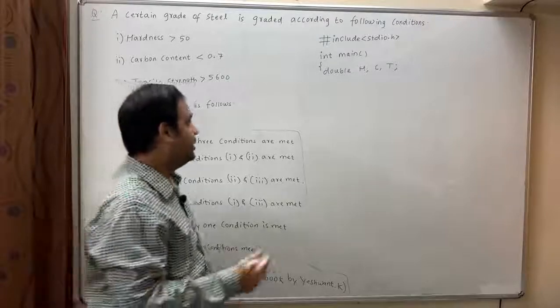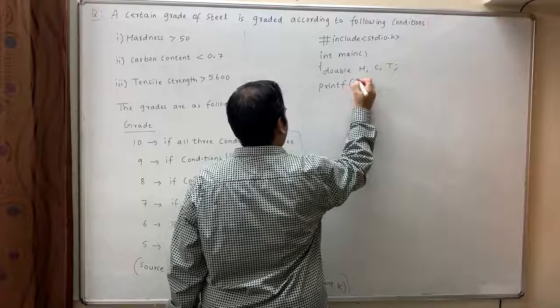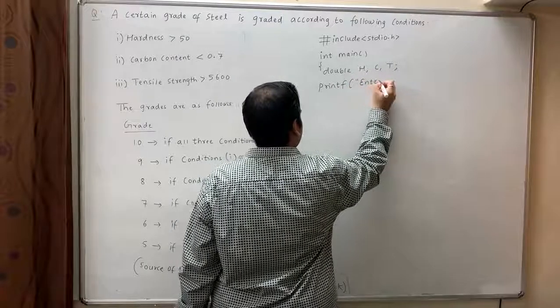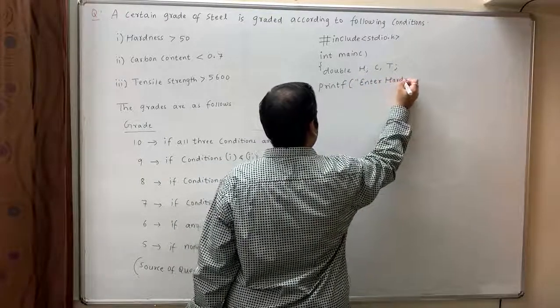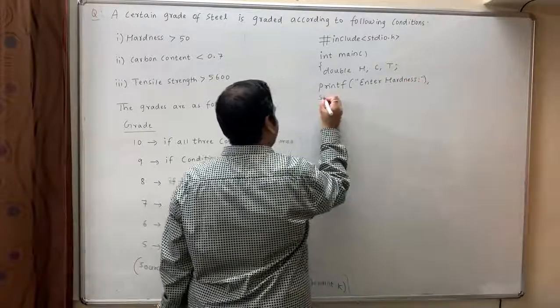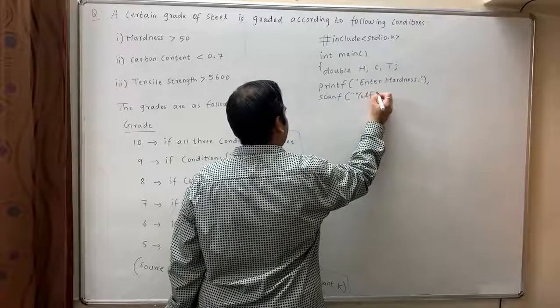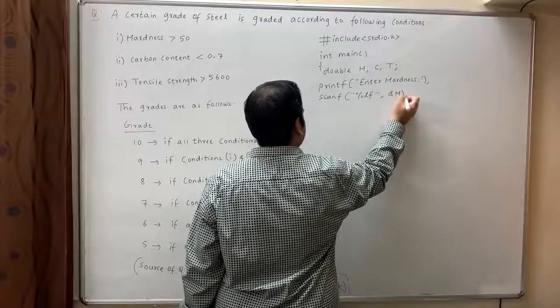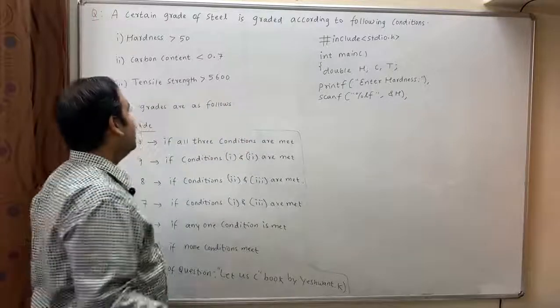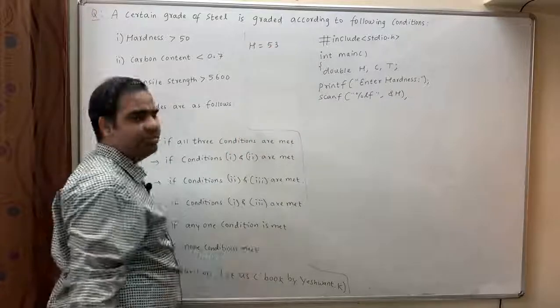Now you need to read it. Let's read it. I say printf, enter hardness of steel. And how do we read it? We say scanf, percentage LF because it is of double data type, ampersand H, and let hardness be say 53.